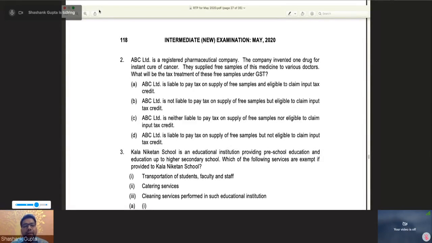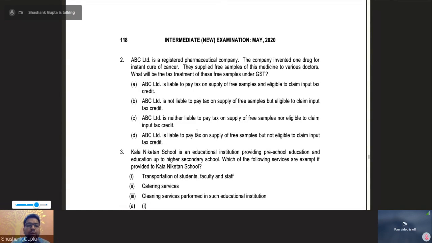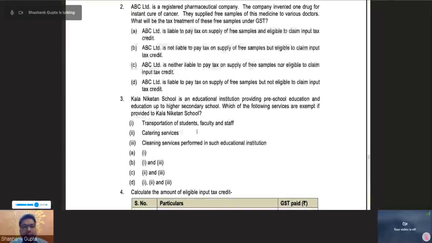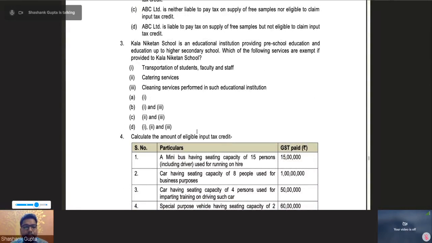Because as per section 17 subsection 5, no input tax credit shall be available on free samples. So first of all, no credit will be available. Second of all, for free supply of samples on which no input tax credit is available, there will be no liability to pay any tax. Hence, the correct answer is C option. For those who have given the wrong answer, please go back and check why you were opting for the wrong answer, and please make the necessary corrections.